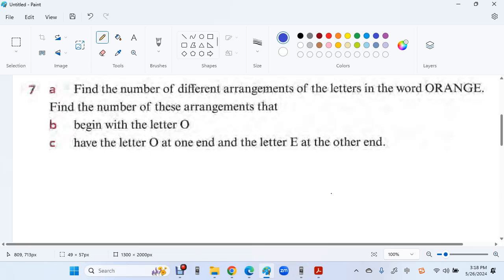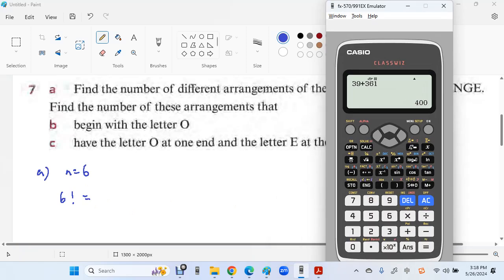So question number 7a, find the number of different arrangements of the letters in the word orange. So number of arrangements of letters from orange, 1 2 3 4 5 6. So we have n equal to 6, so it is 6 factorial. So 6 factorial is 720.